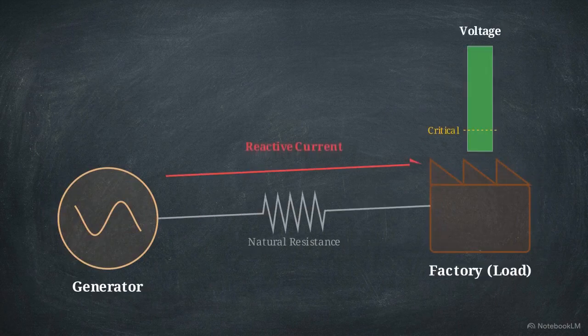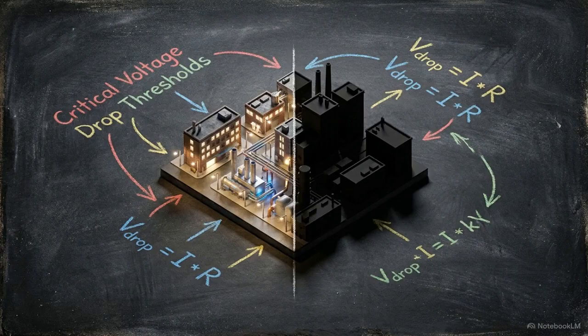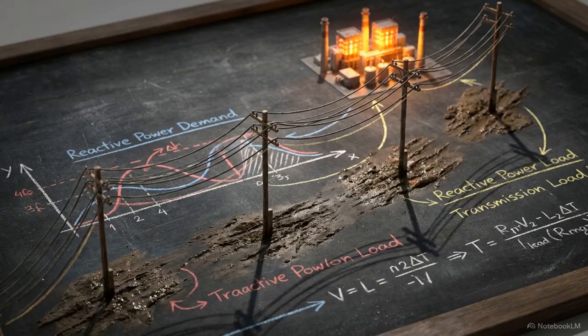As high levels of reactive current pass through the natural resistance of the transmission line, it creates a severe voltage drop by the time it reaches the factory. If the voltage drops to a critical point, the grid enters a state of voltage collapse. The grid attempts to serve heavy loads with unstable voltage levels, causing local equipment to stall, overheat, and trip circuit breakers. Generating an abundance of real power is useless if the unchecked demand for reactive power crushes the transmission voltage before the energy ever arrives.